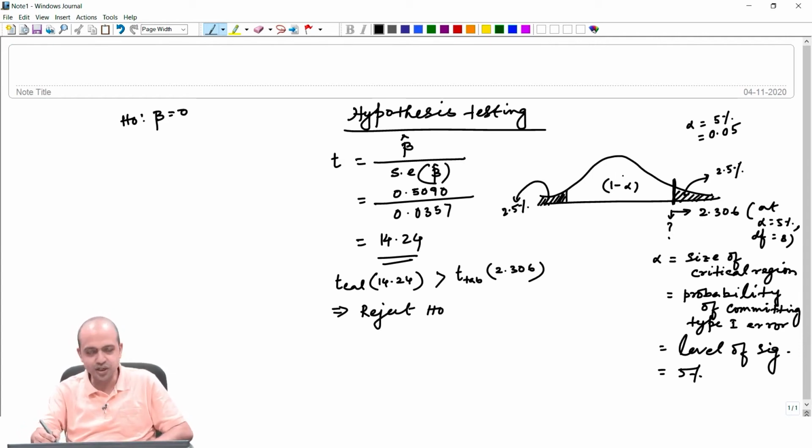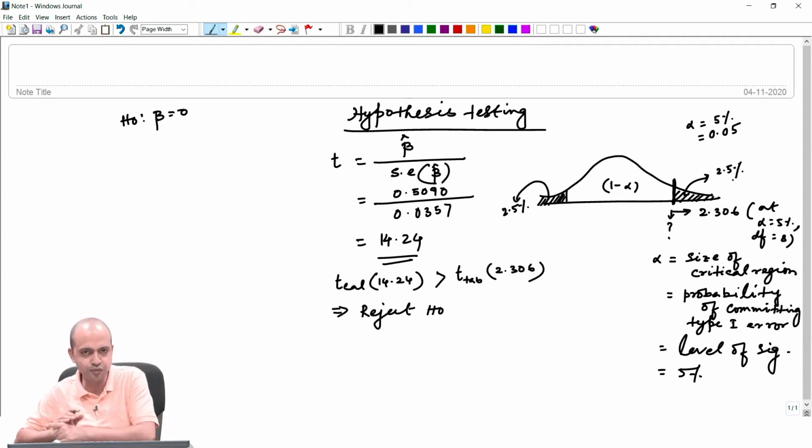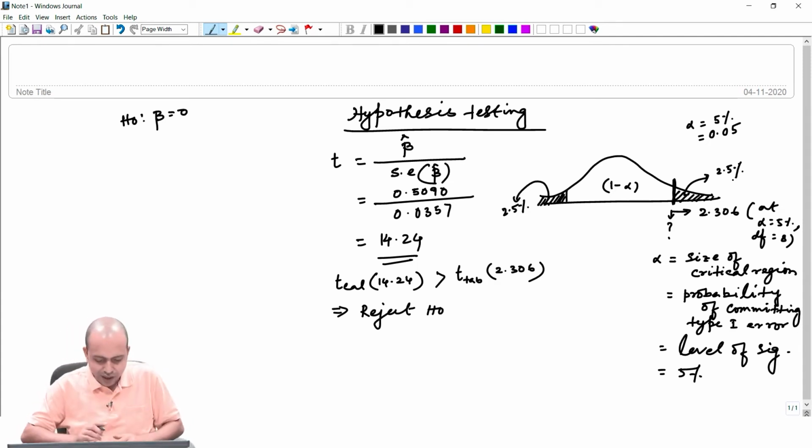So, this area we said is the area of non-rejection and this is the area of rejection, which is called the critical region. Critical region, level of significance and probability of committing type 1 error, all these are related concepts. When I am specifying alpha equals to 5%, that means the probability of committing type 1 error is 0.05. That means out of 100 cases, you are committing your type 1 error 5 times. Okay. Now, this is what we can learn.